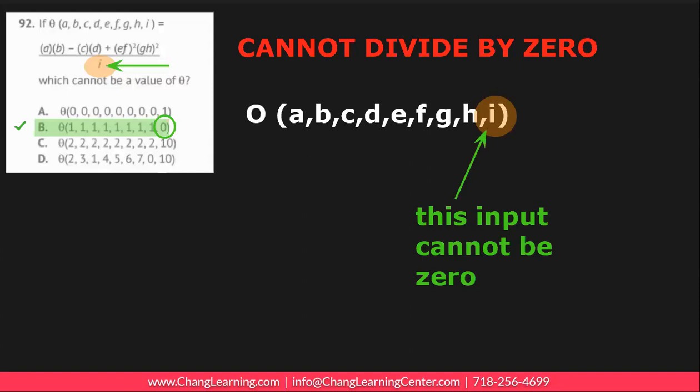cannot be 0. Looking at the answer choices, choice B says theta of 1, 0 is not allowed because we cannot divide by 0 in a fraction. The correct answer was B.